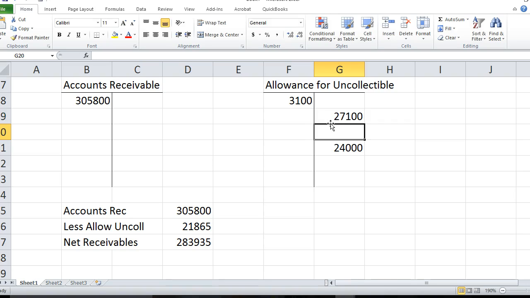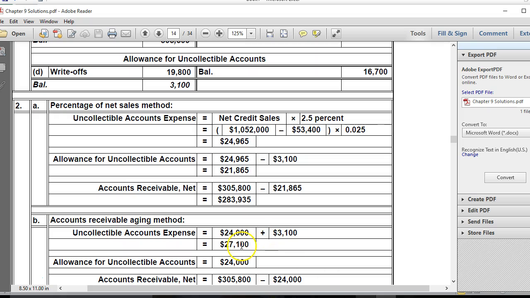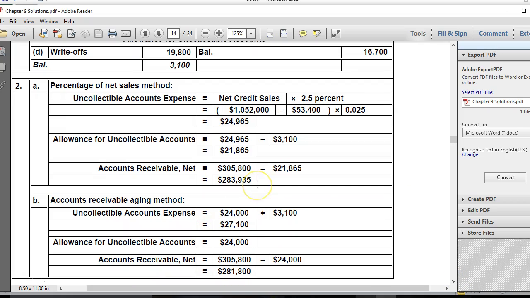Right? We need a debit to uncollectible accounts expense of $27,100, a credit to allowance for uncollectibles of $27,100 to get a balance of $24,000. So do you see how our journal entry is going to be $27,100 because our ending uncollectible accounts allowance needs to be $24,000.